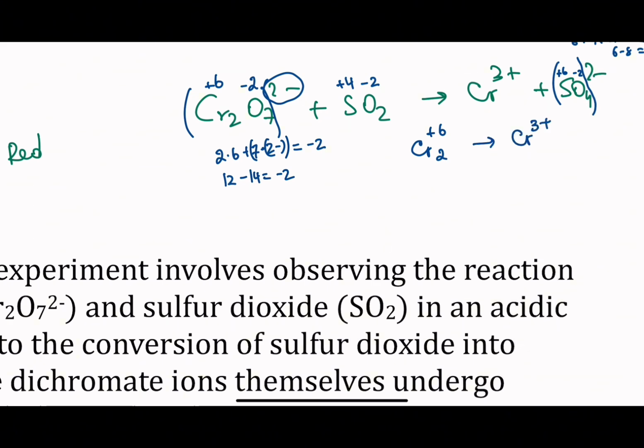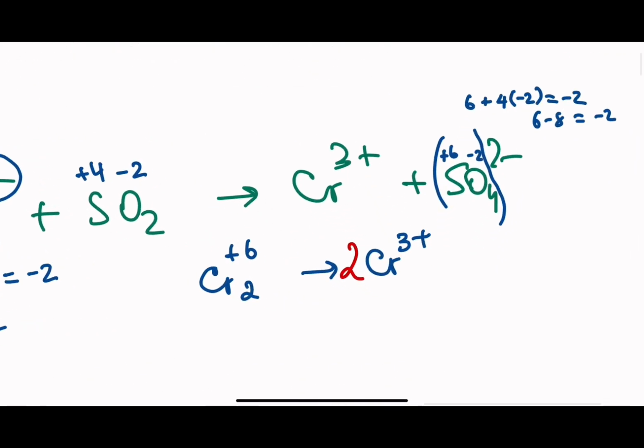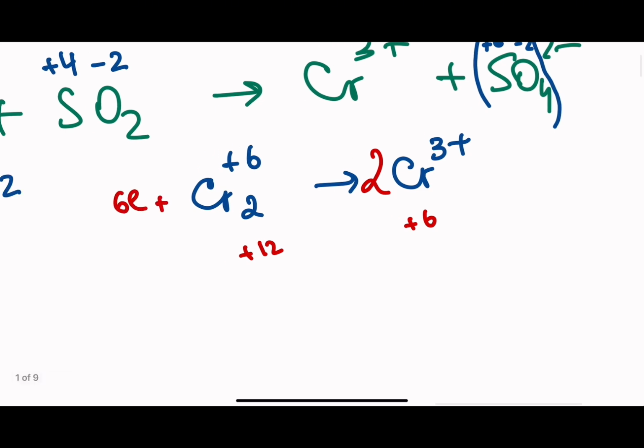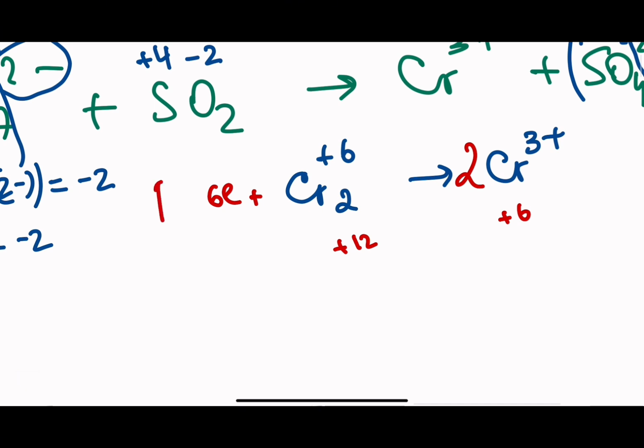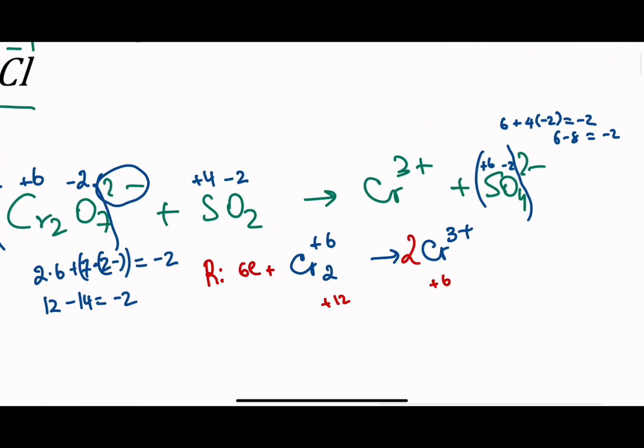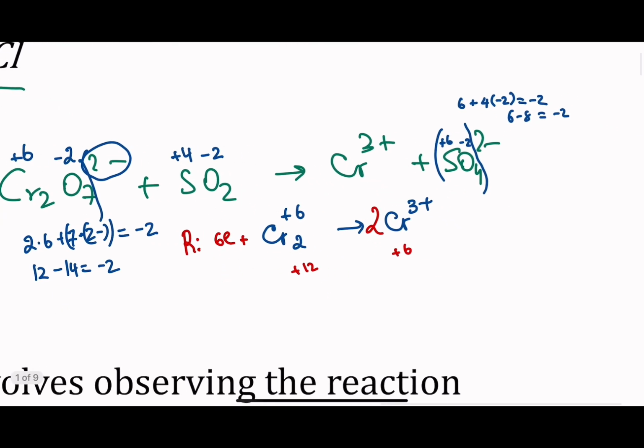So first of all we balance this like this, the chromiums first, and then we do the charge balance. This is +12 on the left side and this is +6 on the right side. So I need to add 6 electrons in here. So we know that adding electrons, accepting electrons, is reduction. So chromium, we need to look at the reaction. Where did we get the chromium +6? From Cr2O7 2-. So the dichromate ion in here, because it is reduced, is an oxidizing agent.